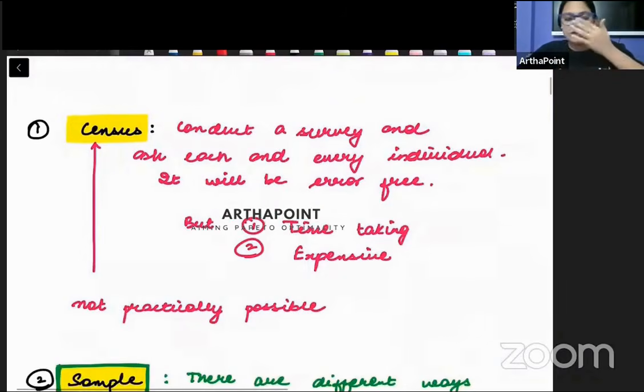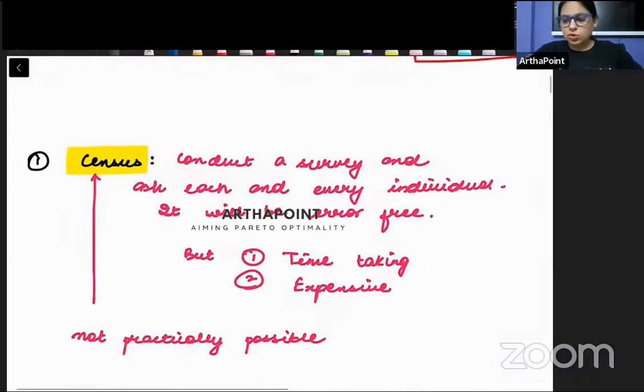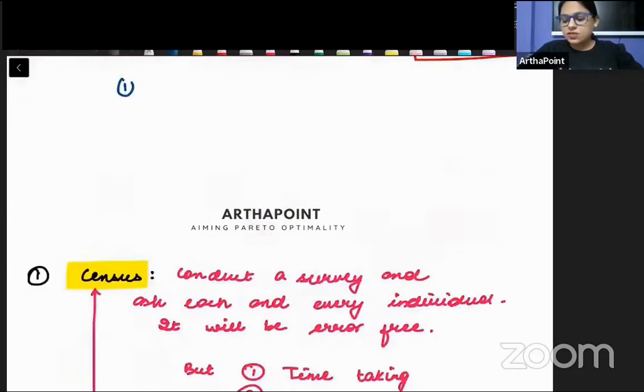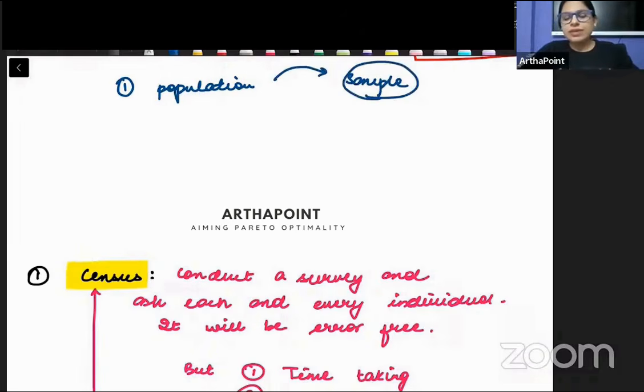So before we do this section, I want to revise what we did in the last class. If you remember, we said that first of all, the population is not always at our disposal. We don't always have the entire population. And because the population is not always at our disposal, we need to work with the sample. Right, beta?